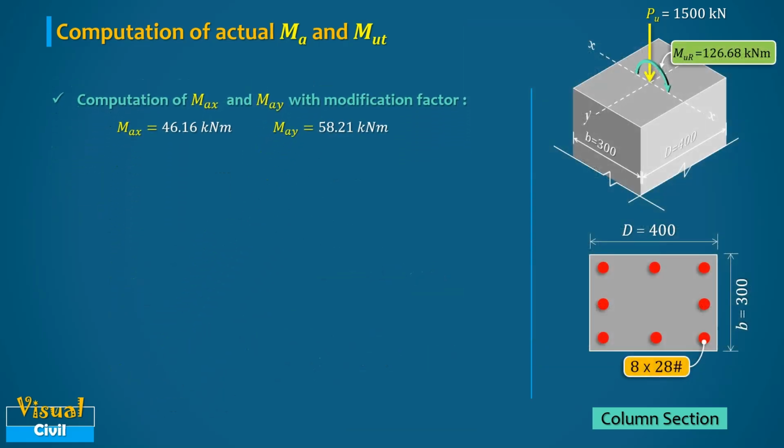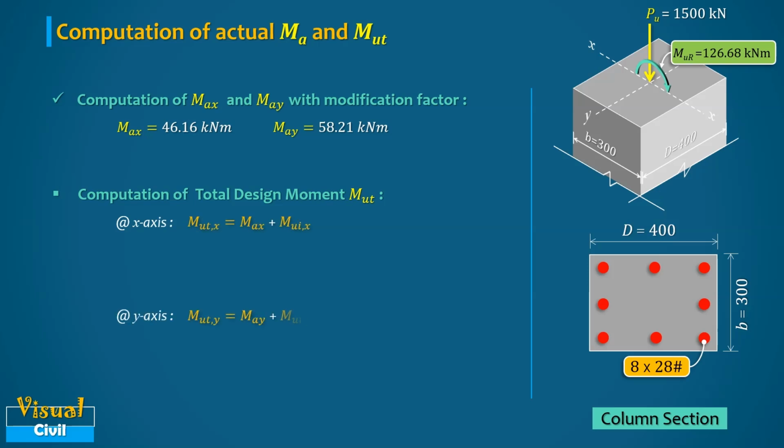With the actual values of additional moments Max and May, let us calculate the actual total design moment Mutx about x-axis and Muty about y-axis. After putting the values and solving the expression, we get Mutx equal to 87.19 kilonewton meter and Muty equal to 94.21 kilonewton meter.